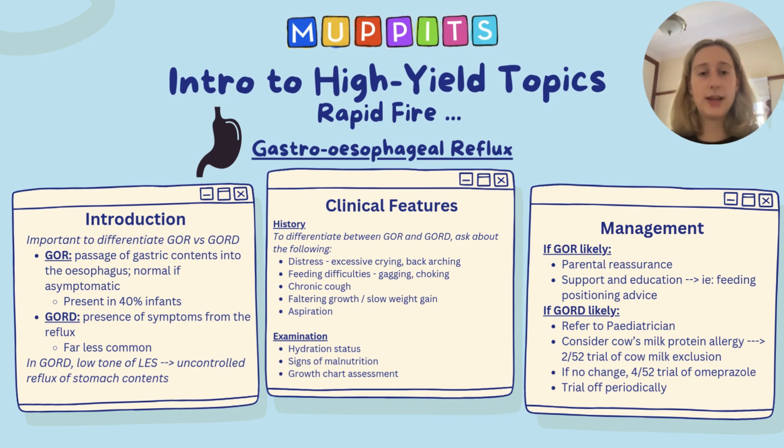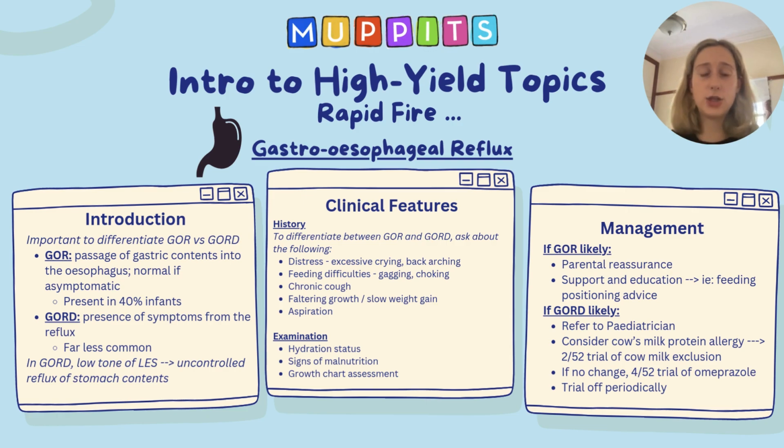In terms of clinical features, so differentiating between GORE and GORD, asking about the following can help you pick the difference. So is there any distress, like excessive crying or back arching when the infant is vomiting? Are there any feeding difficulties like gagging or choking? Does the infant have a chronic cough? When you've plotted their height and weight, or their length and weight on the growth charts, is there any faltering growth or slow weight gain? And any aspiration as well.